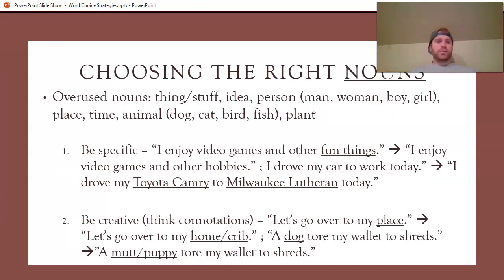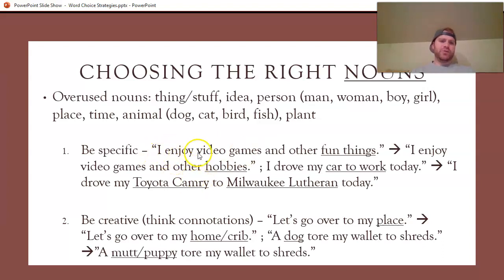Nouns are something that we'll work with today. Some overused nouns to think about: the word thing, as we mentioned a moment ago. The word stuff. Idea. A noun is a person, place, thing, or idea, but the word idea itself is very vague. The word person. Even the words man, woman, boy, girl, there are better words to use as replacements there. The words place, time, animal, plant, those general categories of things that we want to be more specific with.